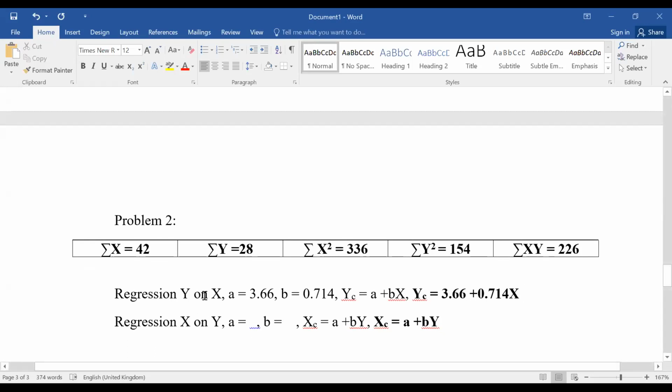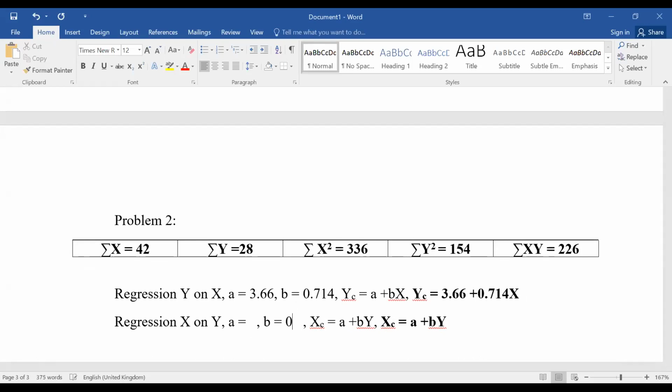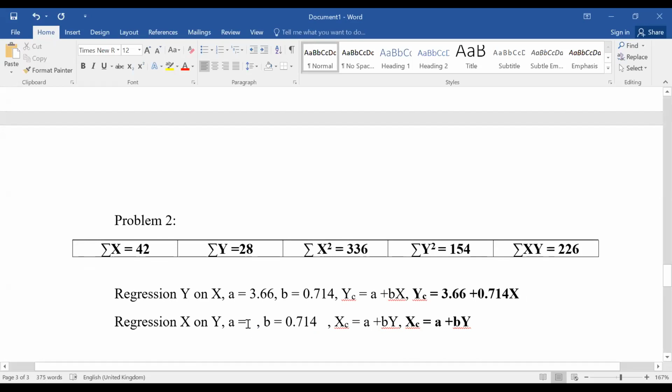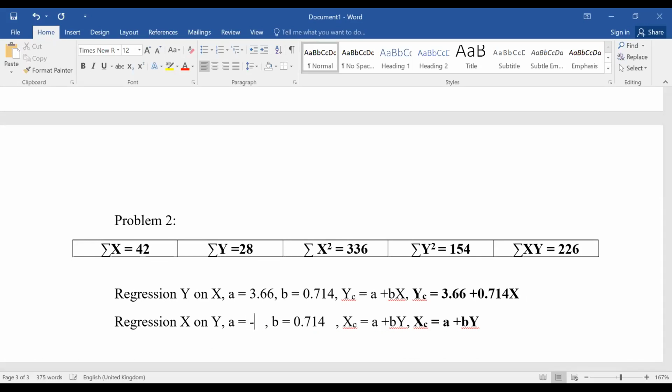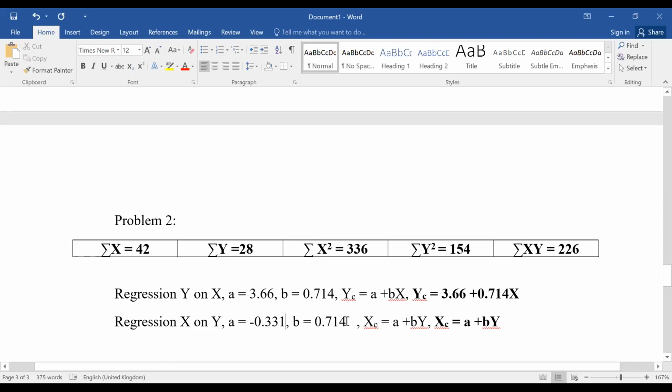And they gave the answer. I gave the answer for regression Y on X. What will be the A value? What will be the B value? And yeah, she has given the answer. No problem. We will discuss. If you are not sure, no issue. So minus 0.331. This is the answer she got. Others, please check whether you're getting the same answer.